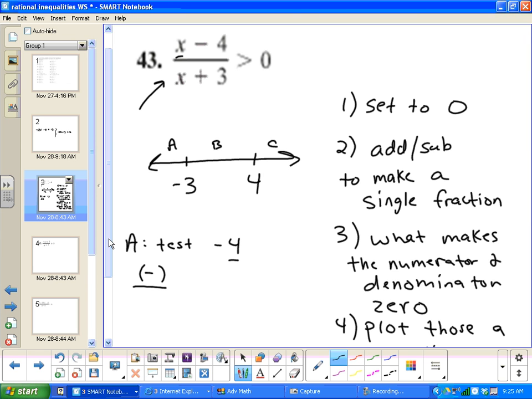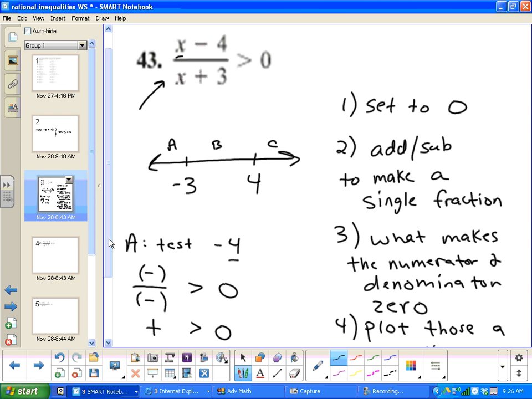Now, what would happen if I plugged it into the denominator? -4 plus 3 would be -1, and that will give me a negative, right? And so we got a negative over a negative is greater than 0. Now, a negative over a negative is positive. Now, do y'all see why we're only doing the signs? Because if we're talking about 0, if you're greater than 0, you're positive. If you're less than 0, you're negative. So that's all you have to really do. You don't actually need the number. You just need to know if it's positive or negative to see if it's true.